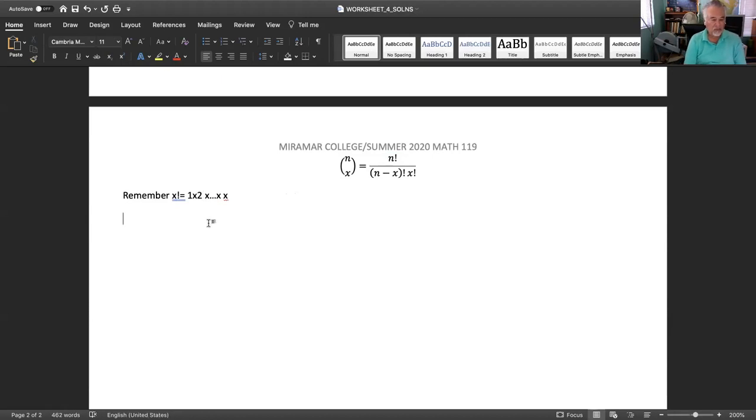Okay, now, when our problem is 3, when n is 3, here we've got 3 factorial, and this turns out to be equal to 1 times 2 times 3, and that's equal to 6. Okay. All right, so let's calculate this now for n equal to 3 and x equal to 2.